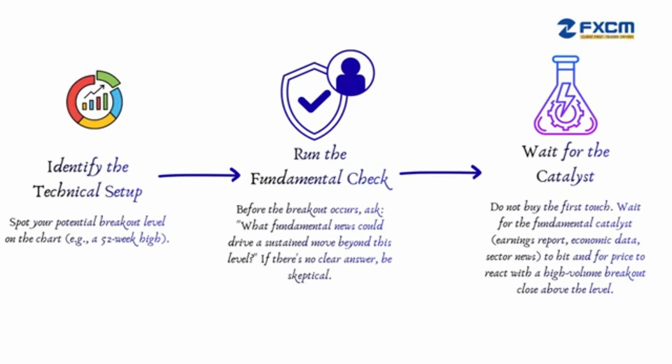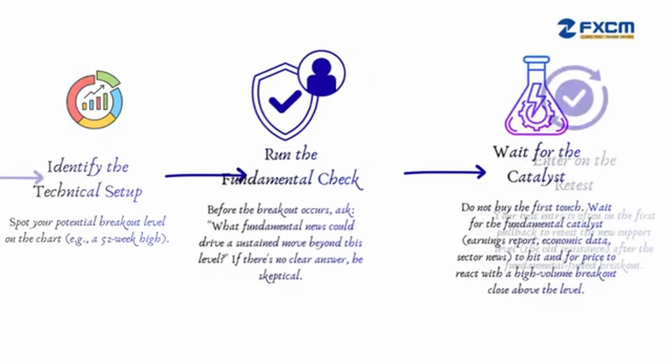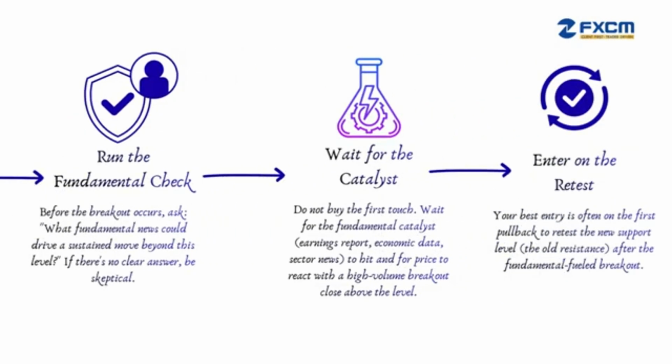Wait for the catalyst. Do not buy the first touch. Wait for the fundamental catalyst, earnings report, economic data, sector news, to hit, and for price to react, with a high-volume breakout close above the level. Enter on the retest. Your best entry is often on the first pullback to retest the new support level, the old resistance, after the fundamental-fueled breakout.